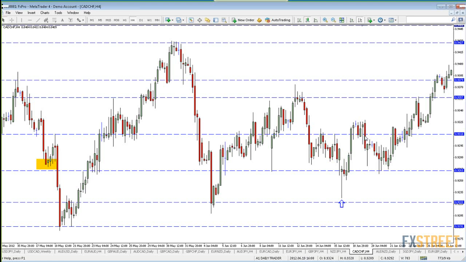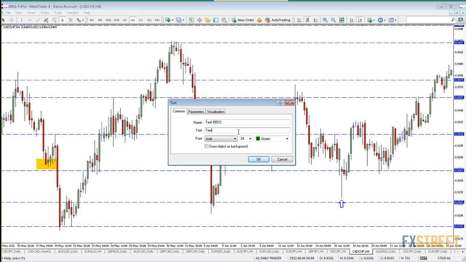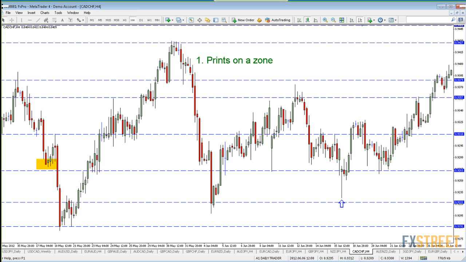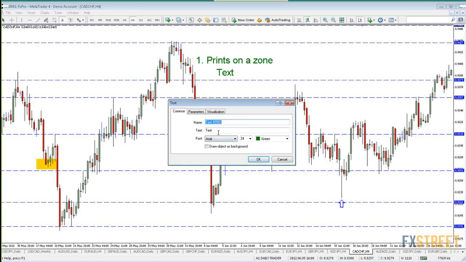So let me explain the rules again. One is that the kangaroo tail prints on its own. So these are the kangaroo tail rules. Two, the open and the close in the top third. Boom, boom, boom. You all know that.